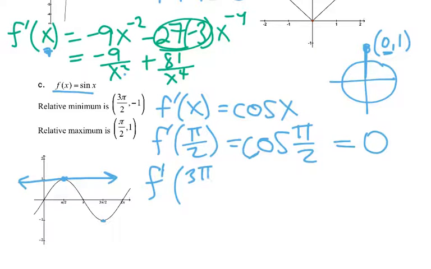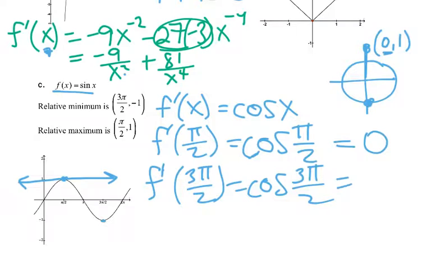Let's do it for 3 pi over 2. Cosine of 3 pi over 2. Again, it's the x value, but down here, so we have (0, negative 1) at 3 pi over 2, so it's 0. So it doesn't matter if it's a maximum or a minimum, the slope of the tangent line, or the derivative, is going to be 0.